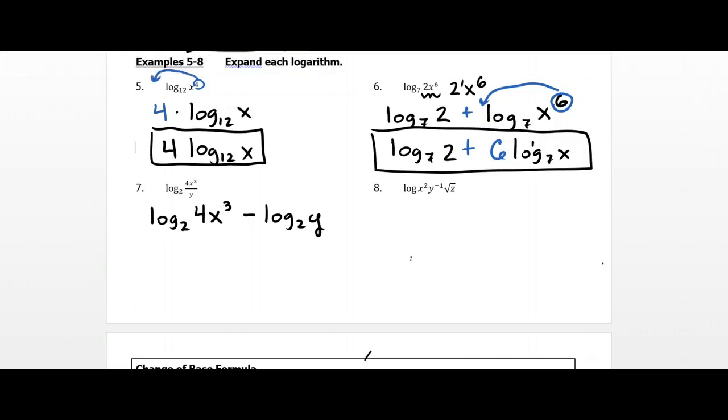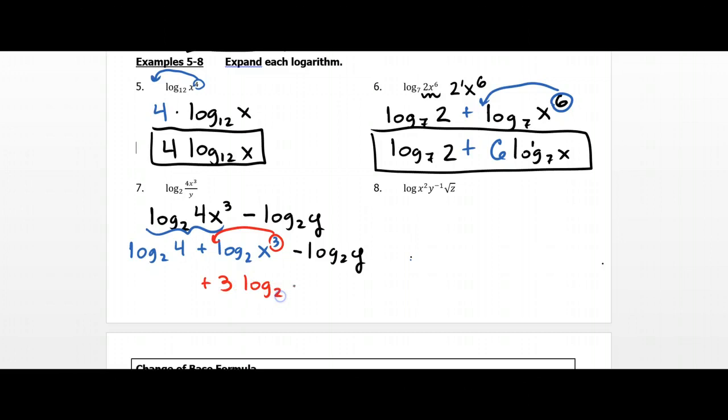Now this first logarithm here I can do the same way as I did number 6. I need to split it up first because it's a product. So that would become log base 2 of 4 plus log base 2 of x cubed. And then at the end we're going to be subtracting log base 2 of y. Lastly, on my middle part here, I use my power property and move this 3 out front. So it becomes plus 3 log base 2 of x.